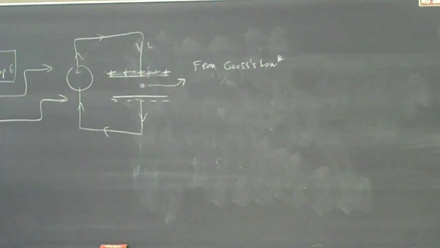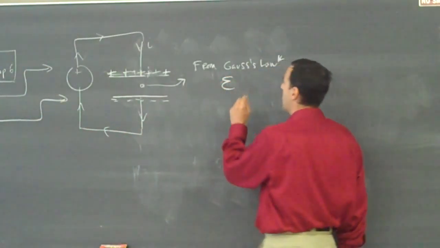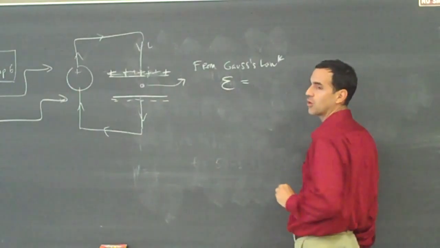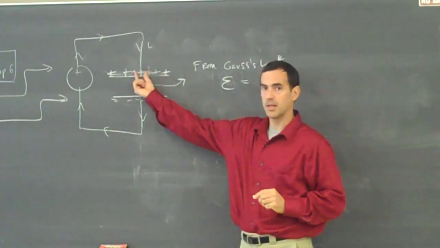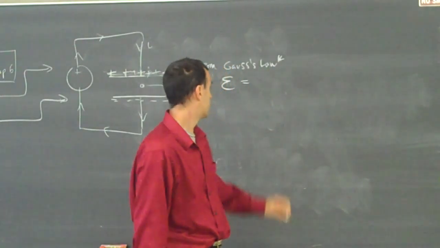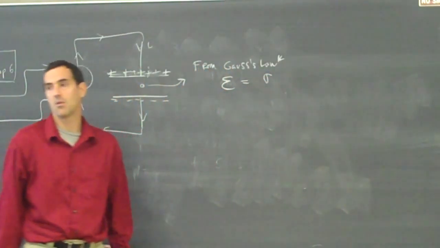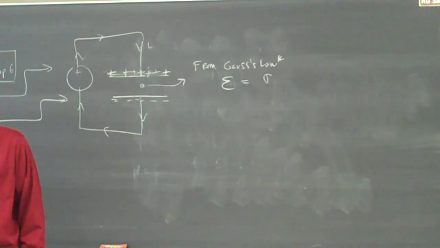So from Gauss's law, the electric field in between these two plates will be equal to the charge density on the plate. The symbol I will use for charge density is a sigma. That will mean charge density per area.